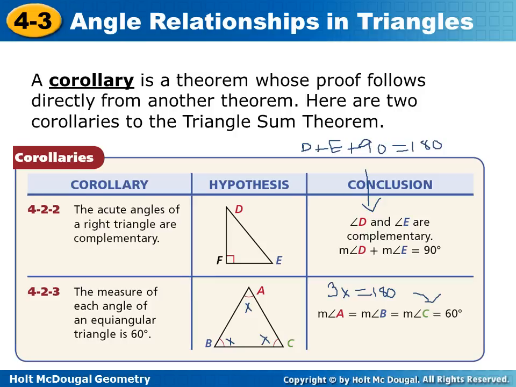The second one says that the measure of each angle of an equiangular triangle is 60. If we make all of the angles the same letter, x, 3x is equal to 180, which means that each one is equal to 60 degrees.